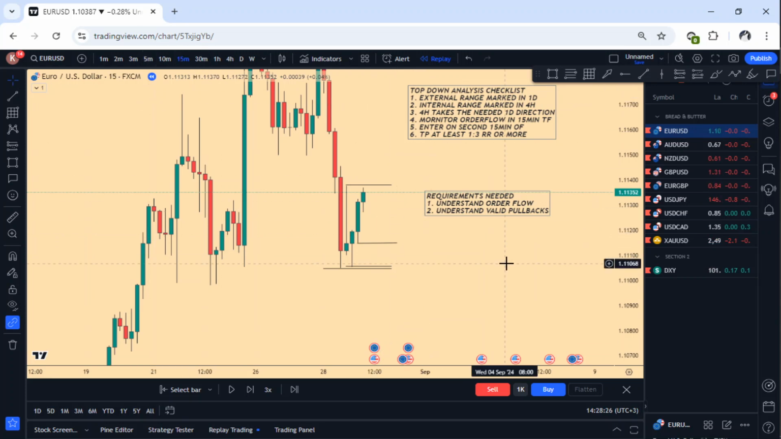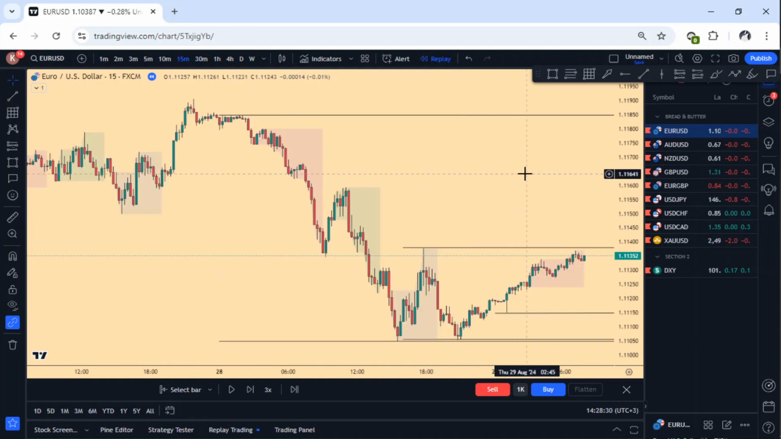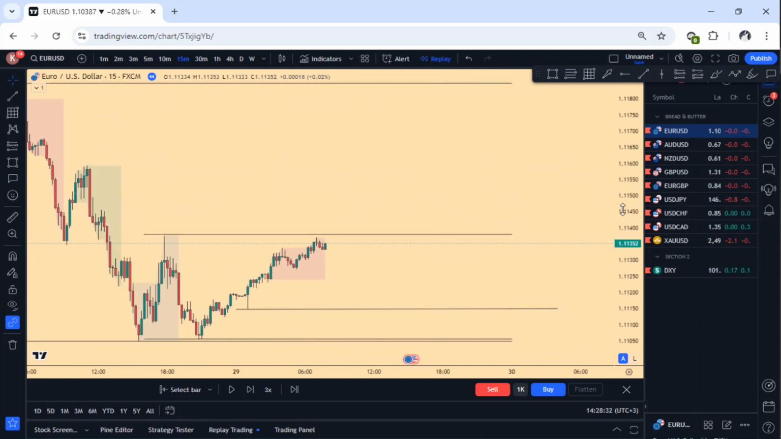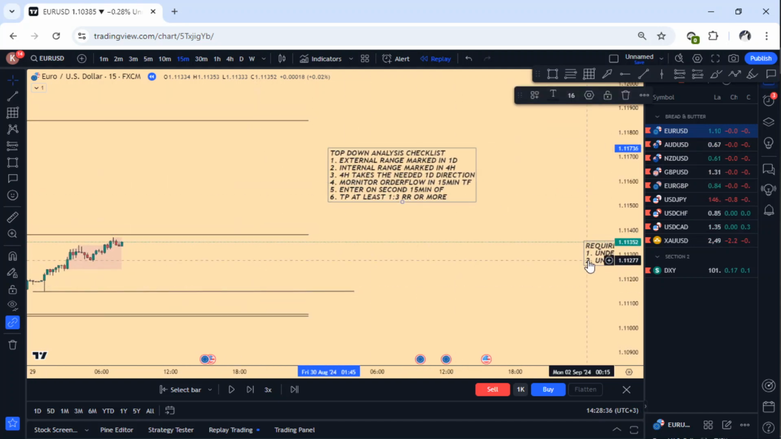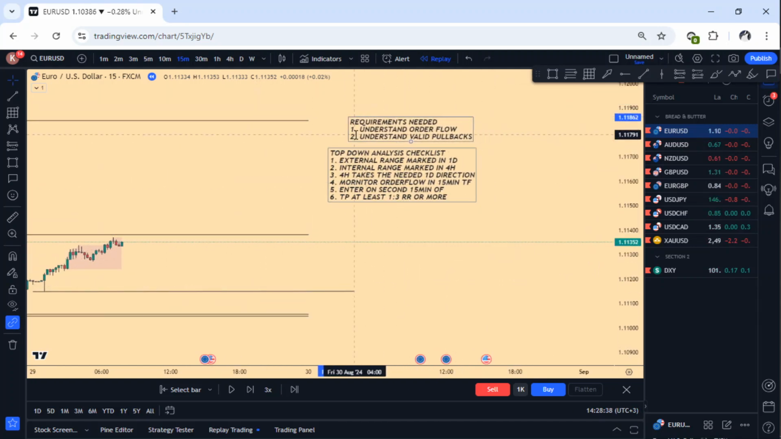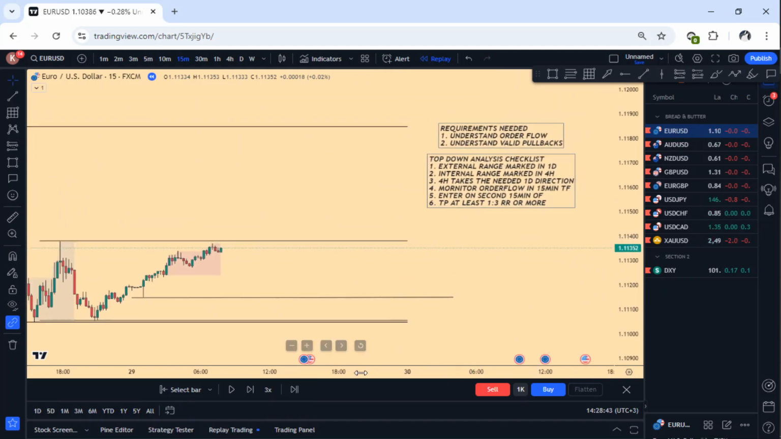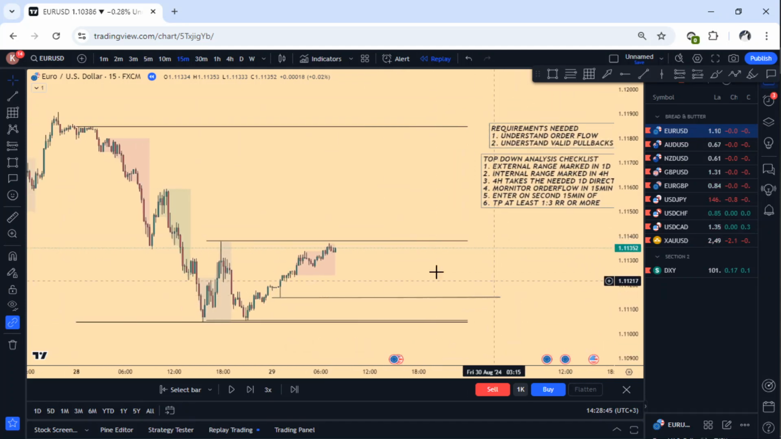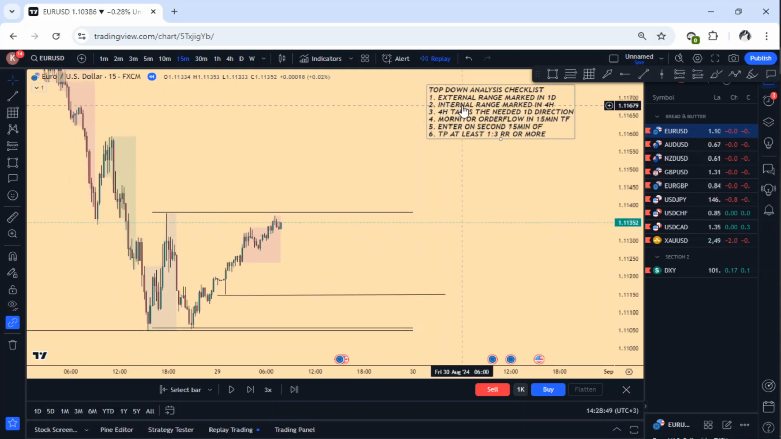Now we go to 15 minutes. So we've already marked everything. We've already marked the internal range, which is from this point to this point.